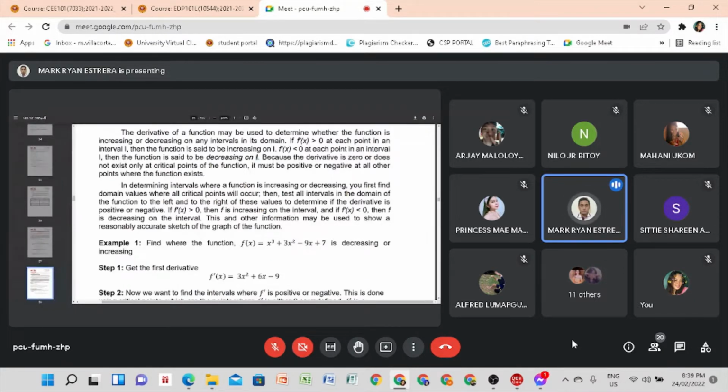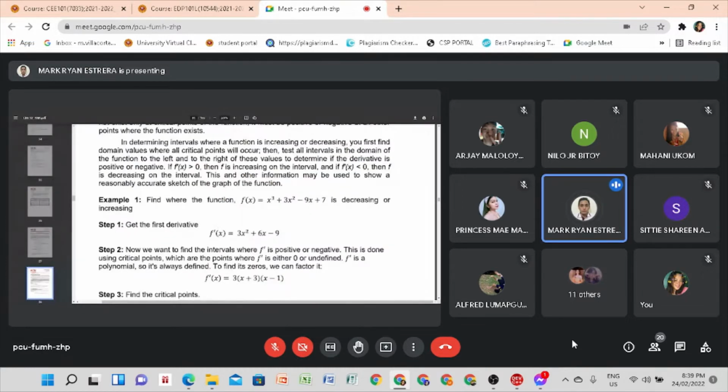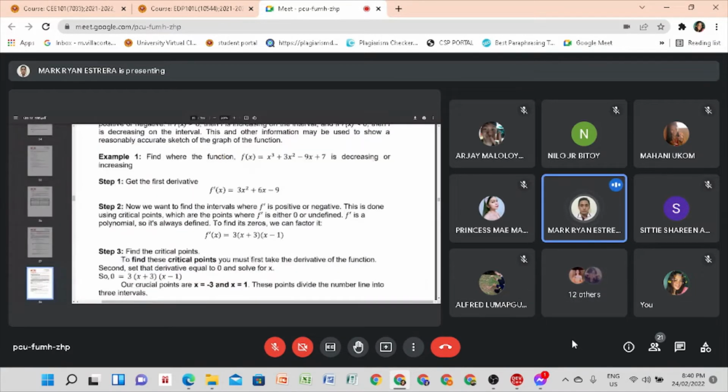Okay, so we have this example. f of x, the function, is equivalent to x cubed plus 3x squared minus 9x plus 7. We are going to find where this function is decreasing or increasing. So firstly, you're going to derive it.